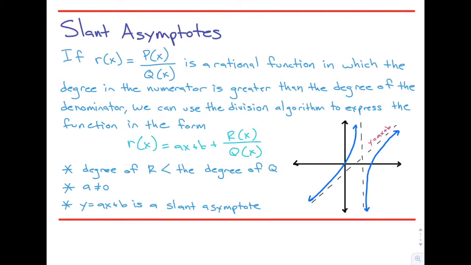And then slant asymptotes, like I said, if the degree of the polynomial in the numerator is greater than the degree of the polynomial in the denominator, then we can just use the division algorithm. We'll typically end up with something that looks like r of x equals ax plus b plus the remainder over the quotient.